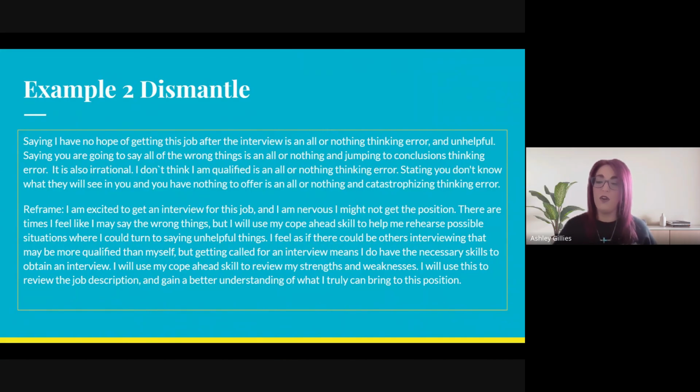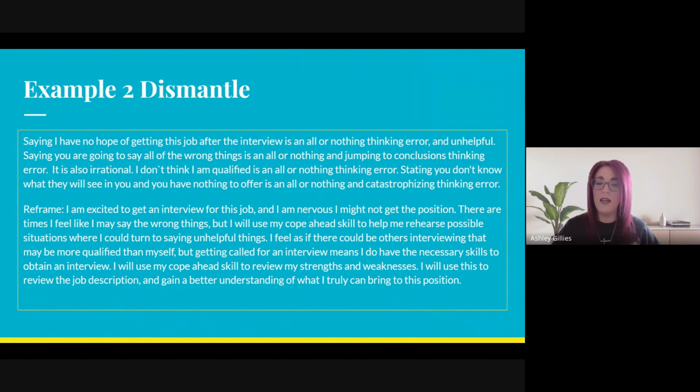Okay, so our reframe. This is how I have reframed this. I am excited to get an interview for this job, and I am nervous I might not get the position. There are times I feel like I may say the wrong things, but I will use my cope ahead skill to help me rehearse possible situations where I could turn saying unhelpful things around. I feel as if there could be others interviewing that may be more qualified than myself, but getting called for an interview means I do have the necessary skills to obtain the interview.